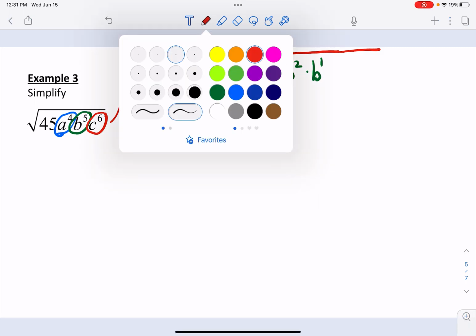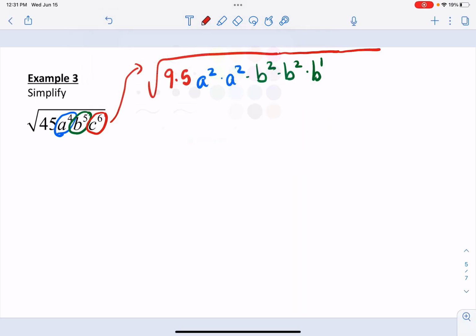I didn't want to do red. I want to do a different color. C to the sixth is c squared times c squared times c squared. Now you want to make sure your exponents add up to the exponent in the original.